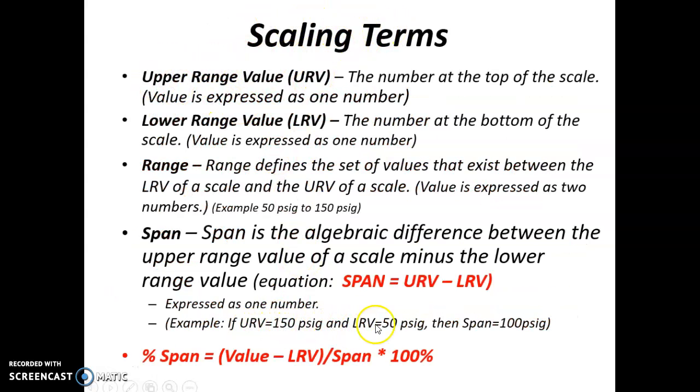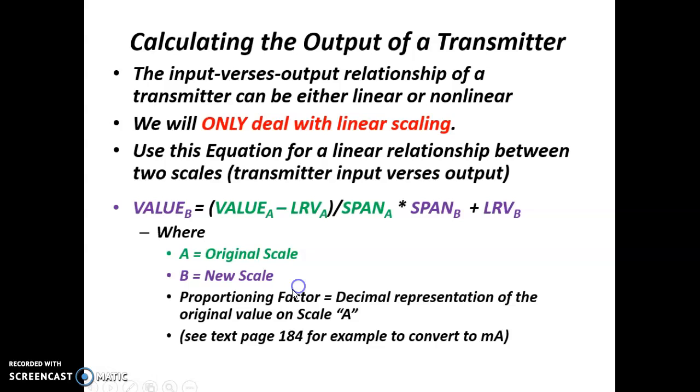So let's just take this example. We have a pressure gauge. It reads 50 psig to 150, or it's a transmitter sensor. So our upper range value would be this 150 psig. It's the top of the scale, one number. The lower range value is the lower end, 50 psig. We didn't start at 0 here. We started at 50. That's the lower number of the scale, one number. The range is 50 to 150 psig, so that's two numbers. Now the span is you take the higher number and subtract the lower number, and that gives you the span. So 150 minus 50 gives you 100. So the actual span being covered is 100 psig.